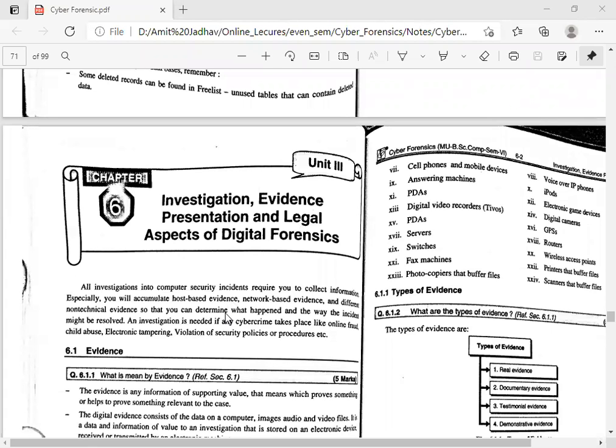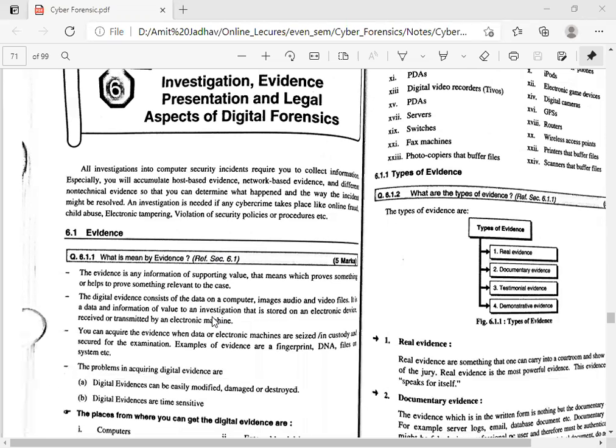Today we are going to start with the third unit, and that is most important. In that, we are going to see about the investigation, evidence presentation, and legal aspects of digital forensics. In the last few chapters, we learned how to collect the evidence by using different ways and different tools. What are the different tools available to collect the evidence? In this lecture, we are going to see how the evidence is presented and the legal aspects of digital forensics.